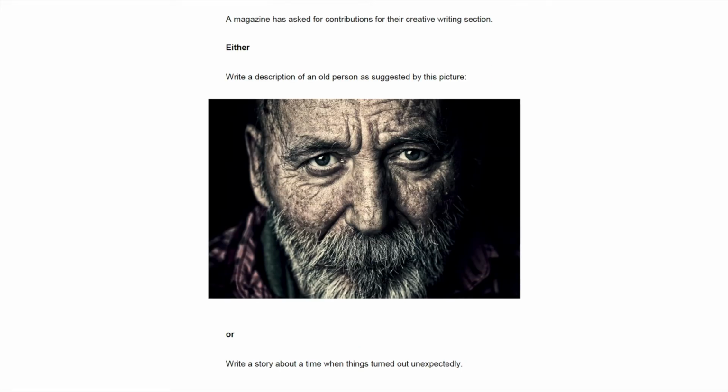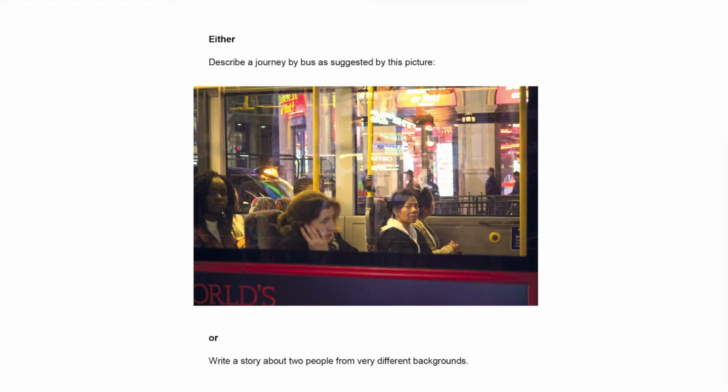So another exam paper, write a description of an old person as suggested by this picture, which I would say don't only write about an old person, just have that as one element of your piece of writing. Or write a story about a time when things turned out unexpectedly. Okay, it's supposed to be very open, could be about absolutely anything.